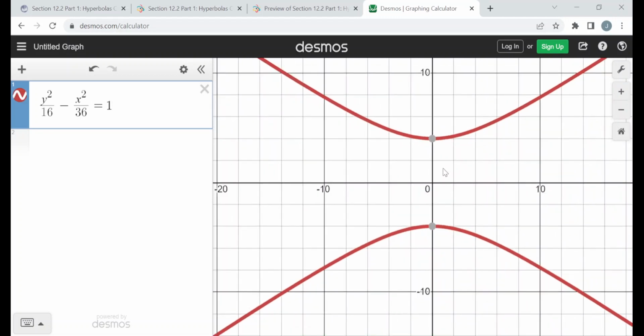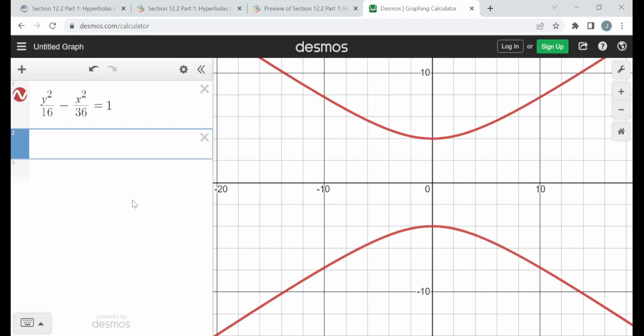Those two curves, one opening up and one opening down. It's definitely centered at the origin, and there's 0, 4, the bottom of that one curve, and 0, negative 4, the top of the other branch. There are the vertices.